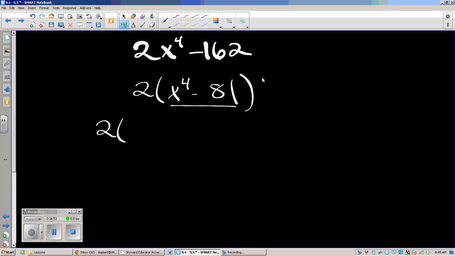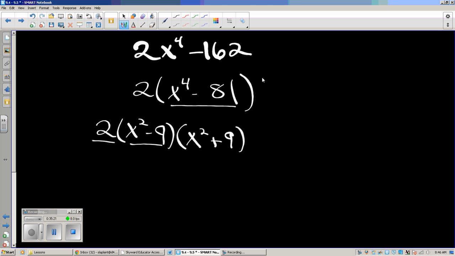What's the square root of x squared? X squared. X squared minus 9, and x squared plus 9. Now I ask myself what question? Is this totally factored out? Is the 2 factored? Yes, that's as factored as you get.